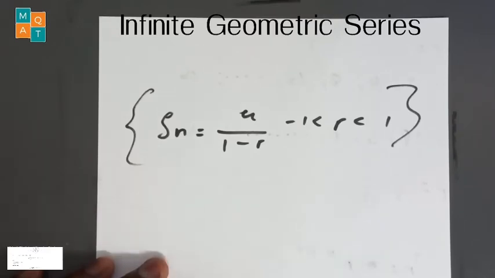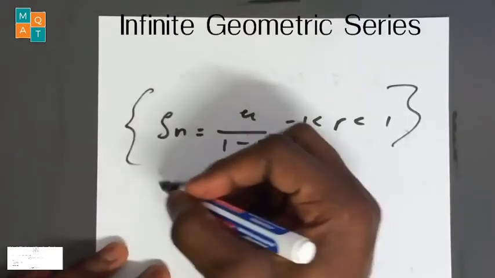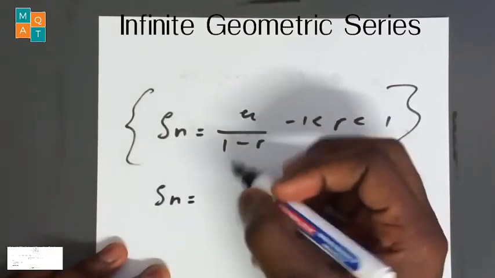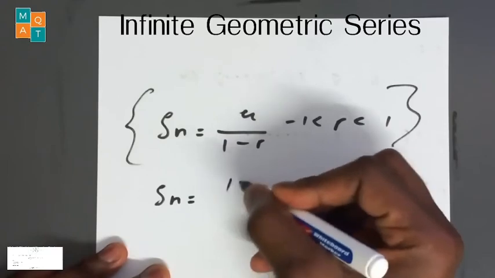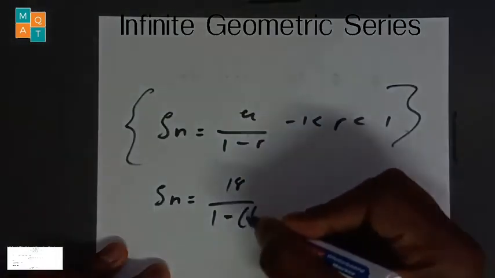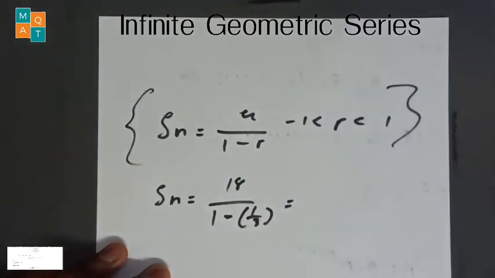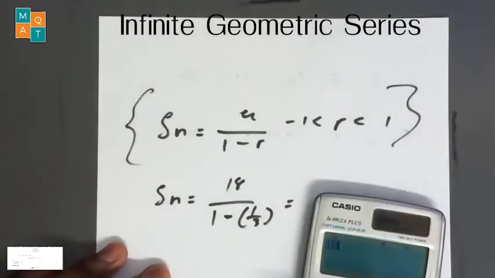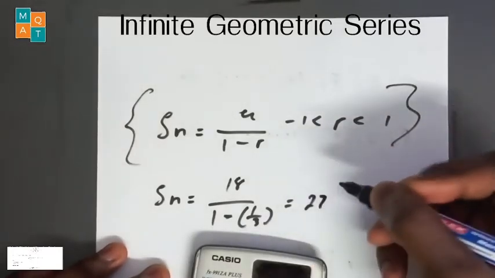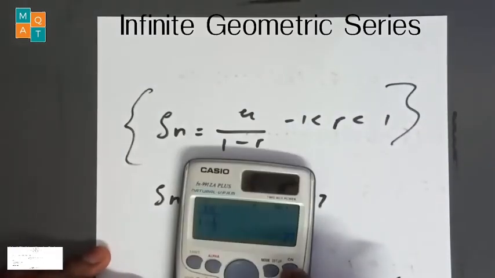So let's find our Sn for that. Is that equal to a? Now a is actually 18 in that instance over 1 minus r, which is 1 over 3. So the sum of this thing up to infinity, meaning if we decide to sum those values, they will end up giving us 27. Okay, now let's actually make a sum of this thing.